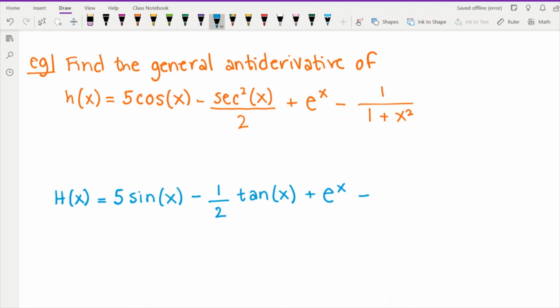Okay, last piece. So 1 over 1 plus x squared. This is one that I think fewer people remember, but this is actually going to come up quite a bit in calculus 2. So the function whose derivative is 1 over 1 plus x squared would be inverse tangent, or sometimes you write it as arctangent. So inverse tangent of x. And then we just say plus c.